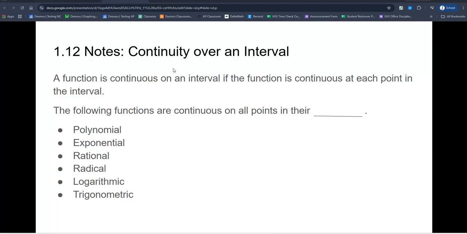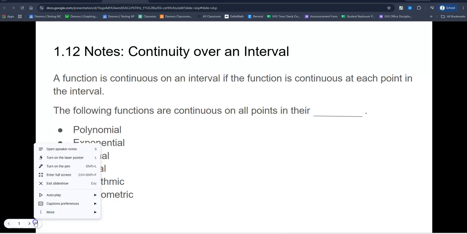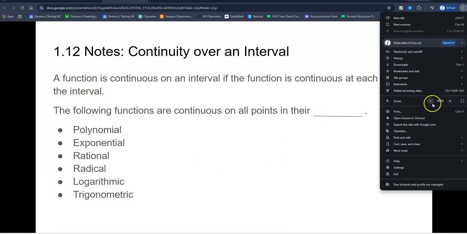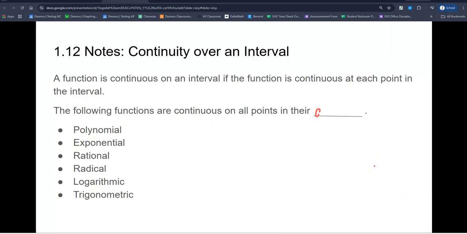So the following functions are continuous on all points in their domain. So let's see. The domain goes in that blank right there. Let me get my pen. Domain. So if you see a polynomial, an exponential, a rational, radical, logarithmic, trigonometric, they are all continuous on their domain. And on the next slide, we're going to look at what those domains are for these.